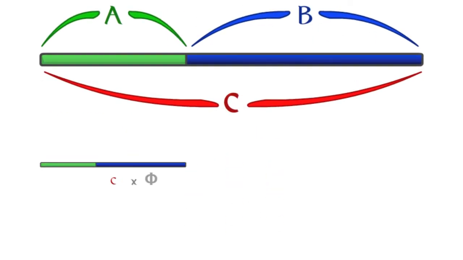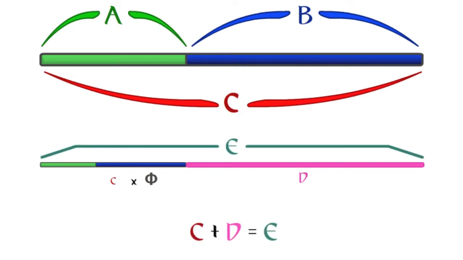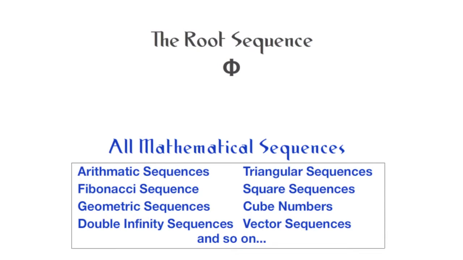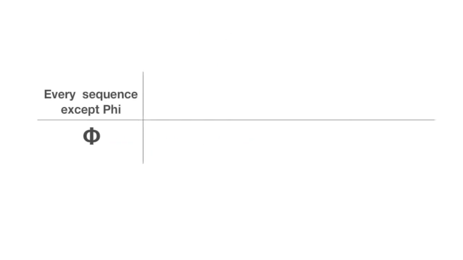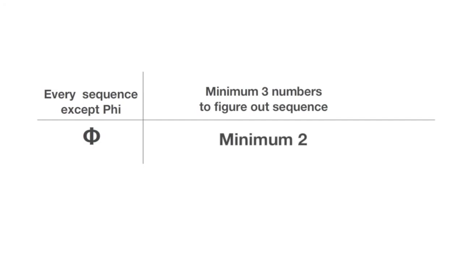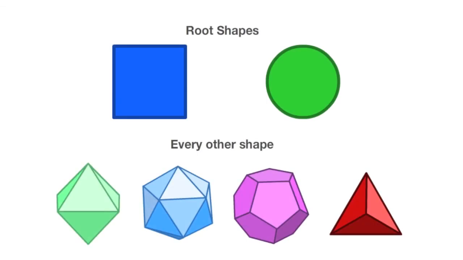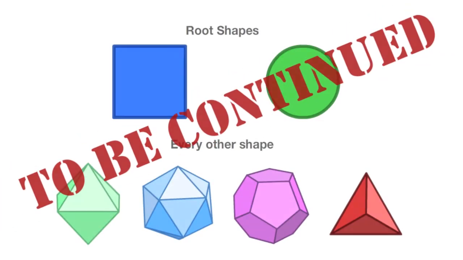If you multiply the length of C with Phi, it will create the exact same image, only bigger. C and D is equal to E. This ratio could then span on forever, going smaller and smaller or bigger and bigger forever. This ratio is infinite. It has no beginning and no end. It is also believed that Phi is the mathematical root of all other sequences. See, every mathematical sequence in existence needs a minimum of 3 numbers to figure out the sequence. Phi only needs 2. It is the only one. Similar to how the circle and square are the source of all shape, but we'll get to that later on.